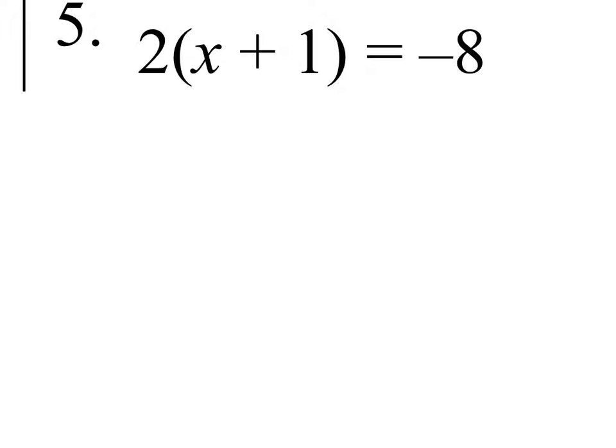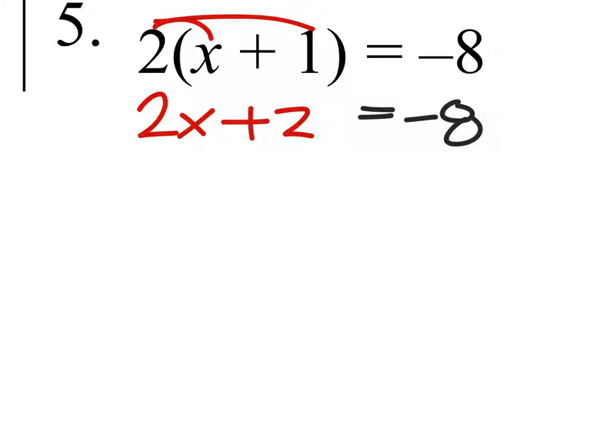Alright, well, no more killing animals for now. Alright, so let's distribute the 2 into the parentheses. 2 times x would be 2x, and then 2 times 1 would be 2. This should equal negative 8. So to solve this, now this looks like an equation that we've been doing from the first lesson. So now we're just going to get rid of that plus 2 by subtracting 2 from both sides.